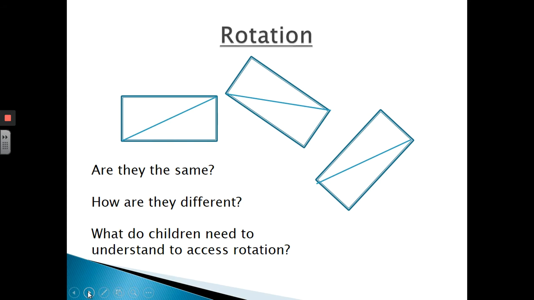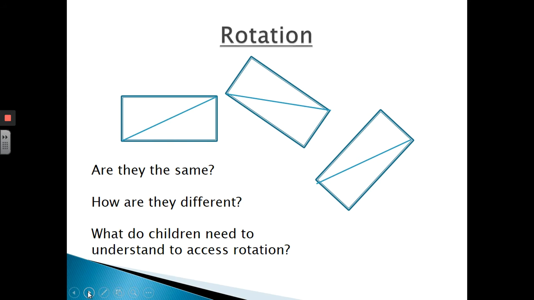Rotation is different to translation. It's the same shape, just like translation, but it's a different orientation. So to go from one shape to another, the transformation is rotation. In order to access this, children need to understand angles.